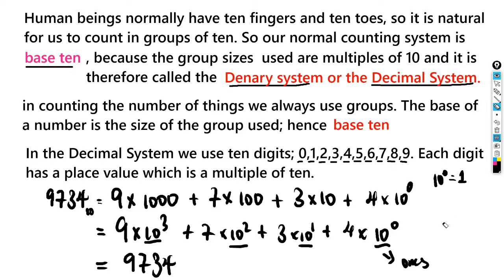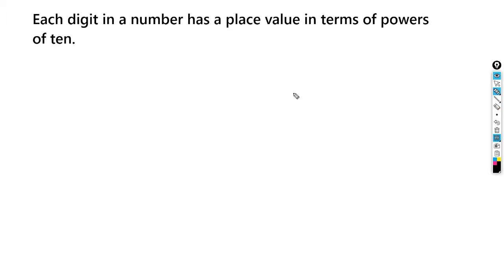All right, so let's look at another example. We have just a general statement up here for the decimal system. It says each digit in a number has a place value in terms of powers of 10, which is definitely true. So let's look at a number, 951,719. This is the number we're going to use, and we're going to write this out in terms of the decimal system here.